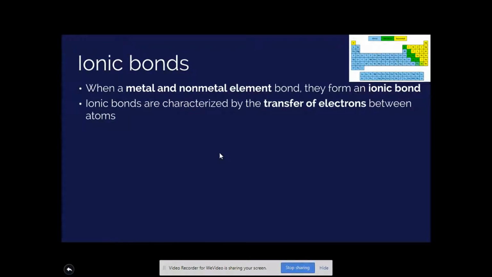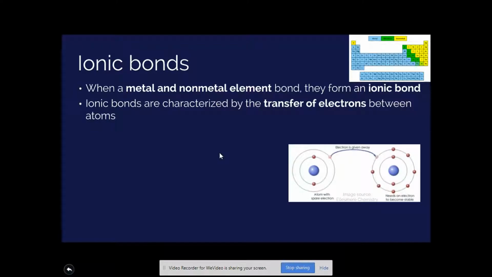Now, the ionic bonds are characterized by this transfer of electrons between atoms. So let's look at what's going on here. Here I have two different atoms. On the left, I have a metal atom, and on the right, I have a non-metal atom. I've drawn their valence shells, their electron configurations. On the metal atom, we have one single lone electron in the outer shell. And it is moving towards the non-metal atom to complete the outer shell of the non-metal atom.